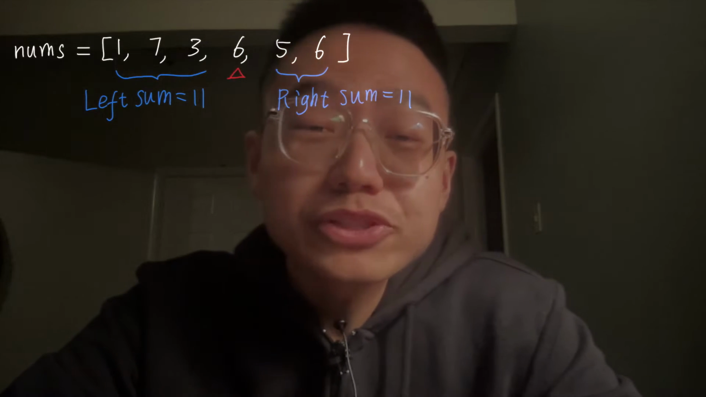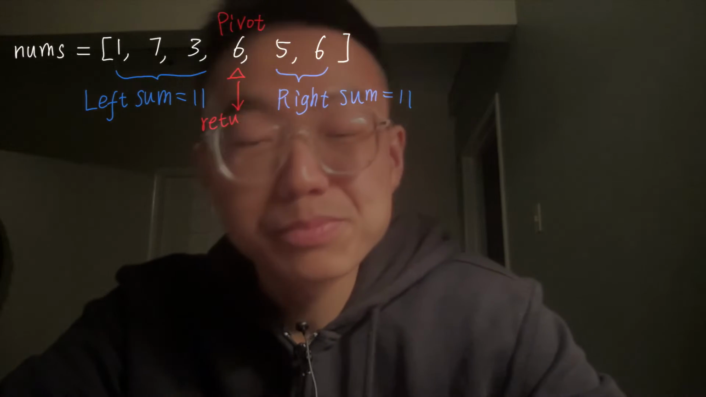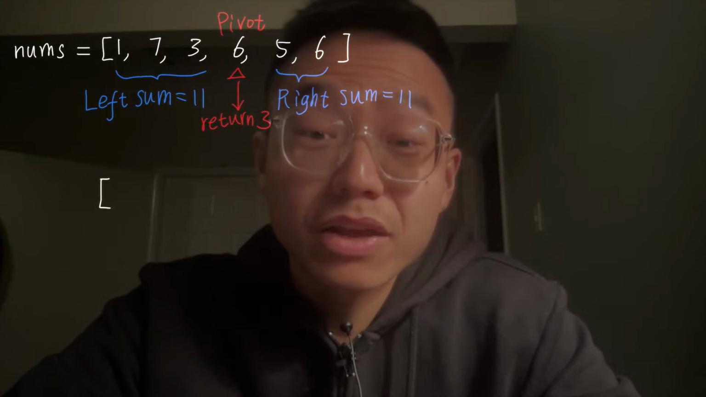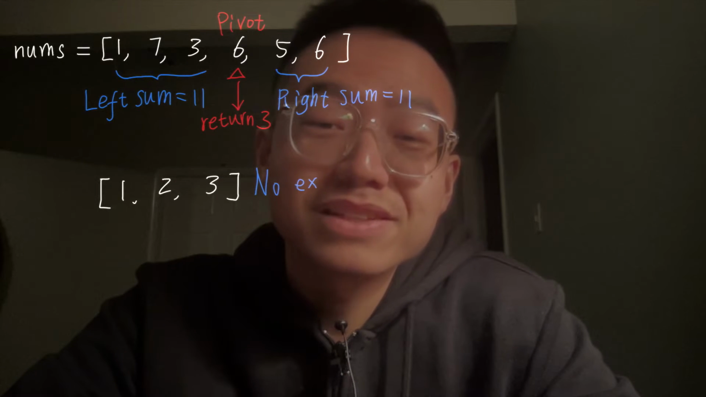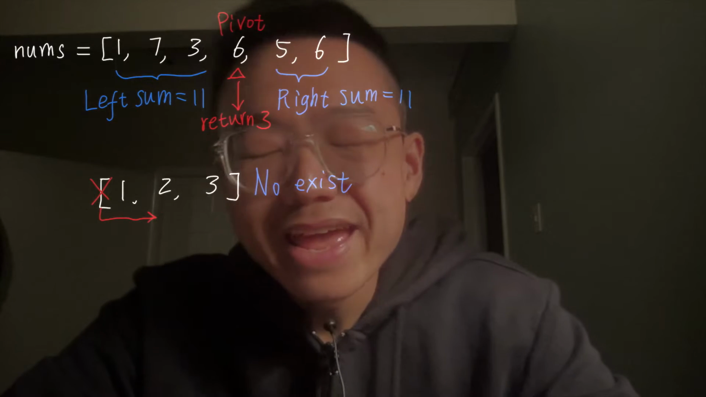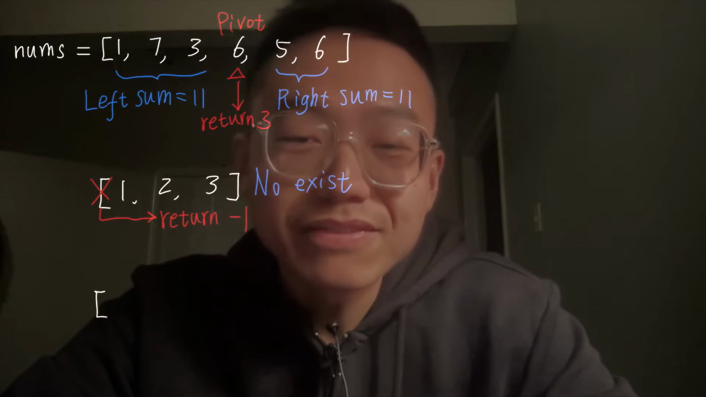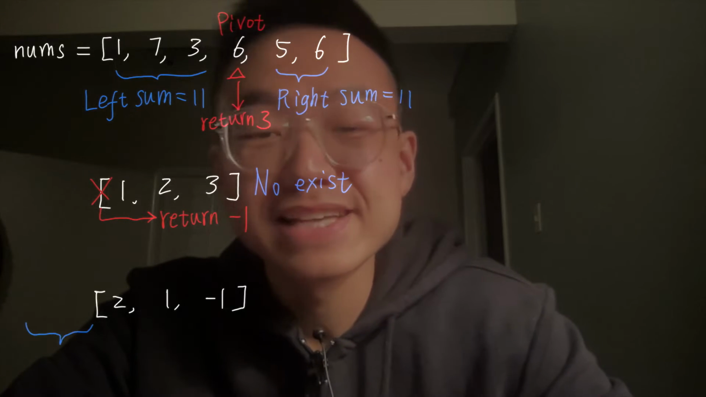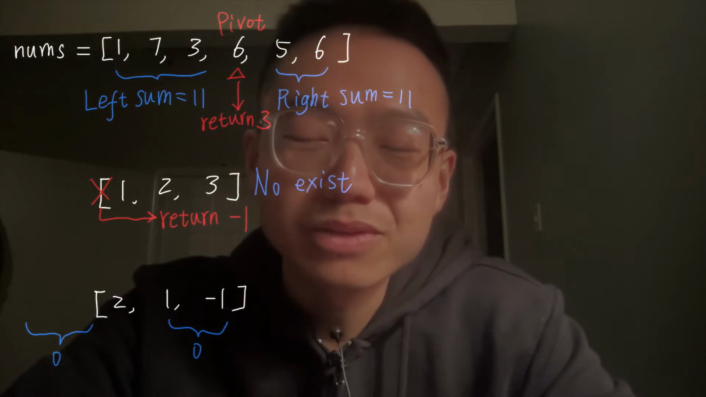As the first example showed, the left sum is 11 and the right sum is also 11, so the pivot index is 3. In the third example, if no such index exists, we just return -1 because there is no index that satisfies the condition in the problem statement. In the second example, the pivot index is 0 because the left sum is 0. That means there is no element to the left of the index, and the right sum is also 0 because 1 plus -1 is also 0.